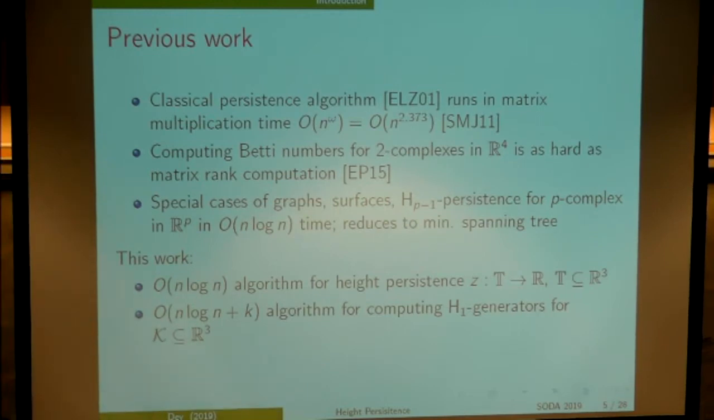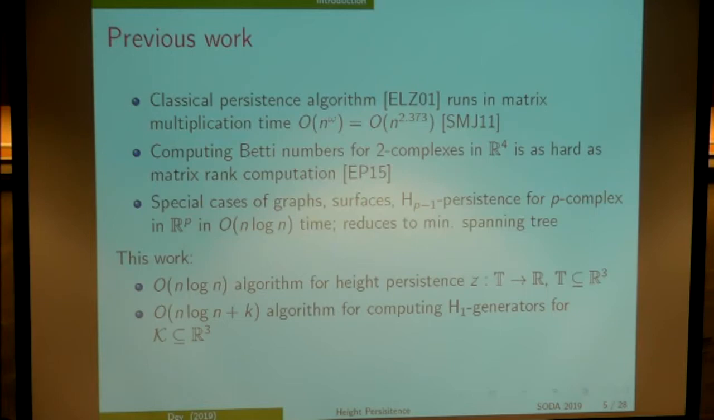Because if you think about it, you can talk about the dual graph, and for graphs, persistence is possible to compute in n log n. So these are the special cases, which are important cases, because surfaces, graphs, and 3-complexes in R3 do happen in applications, and we can do it in n log n time. But what was not known is whether, in general, for a 2-complex in R3, computing the persistence can be done more easily or not.